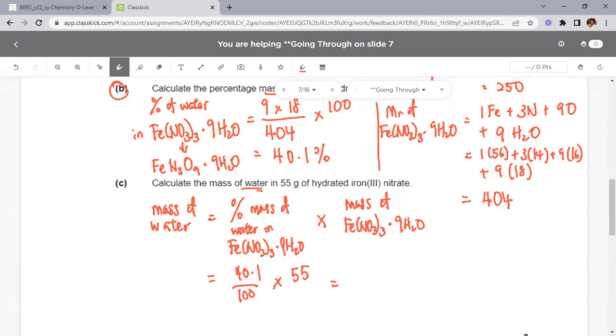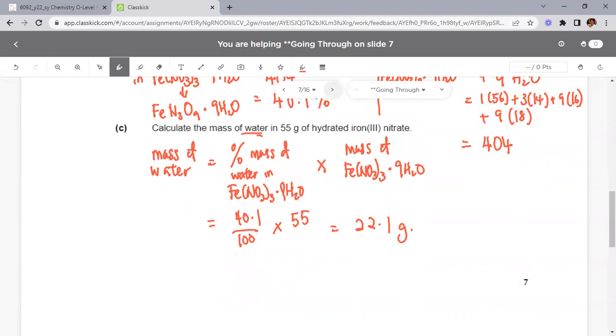let me get my calculator out. This will be 22.1 grams. Okay, this will be answer 22.1 grams. Okay, so what we have done here, we have learned how to calculate the percentage mass of a substance, right? Percentage mass of an element, okay, in a given substance. Or we have actually learned how to find the percentage mass of water in a hydrated crystal. Okay, so this is what we have covered thus far.